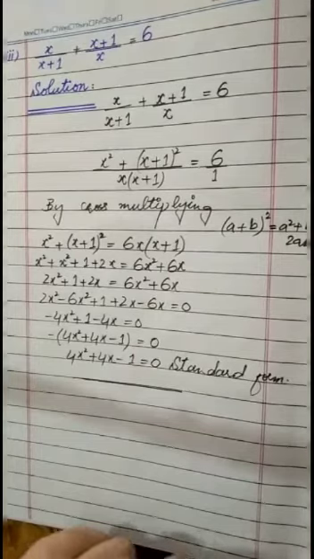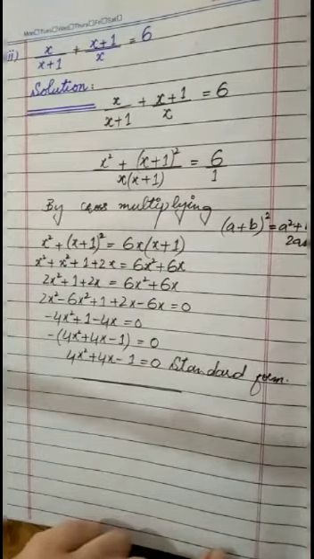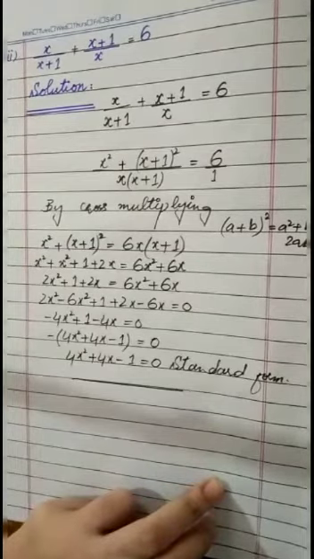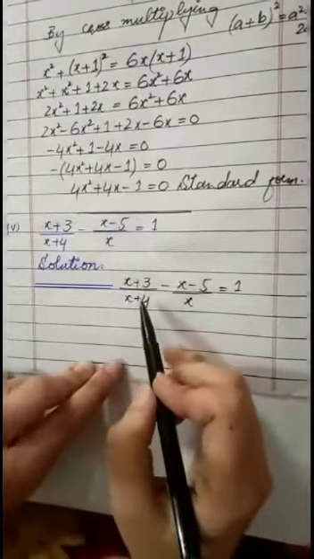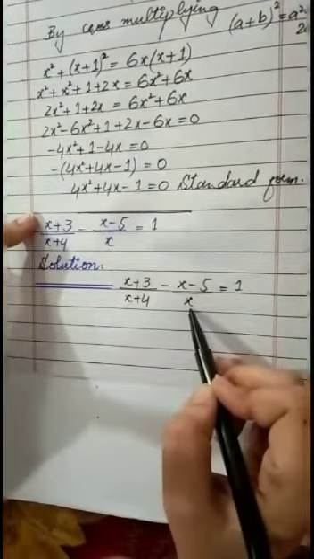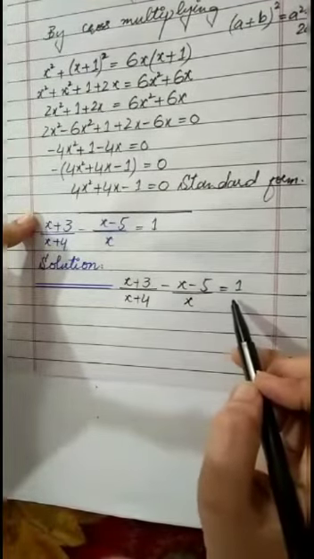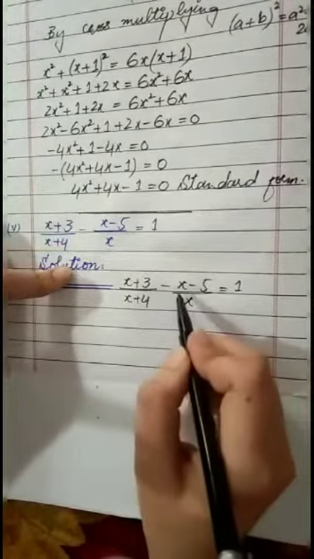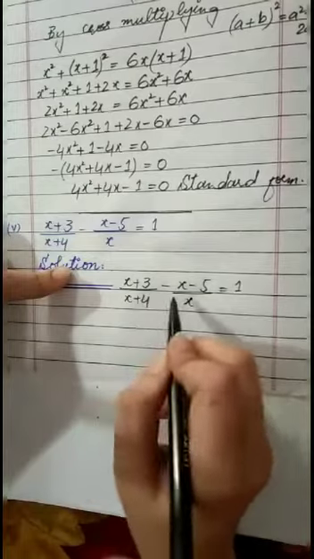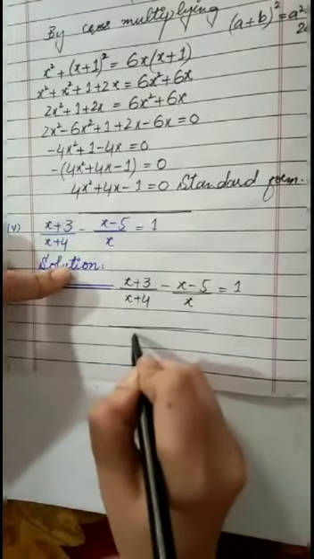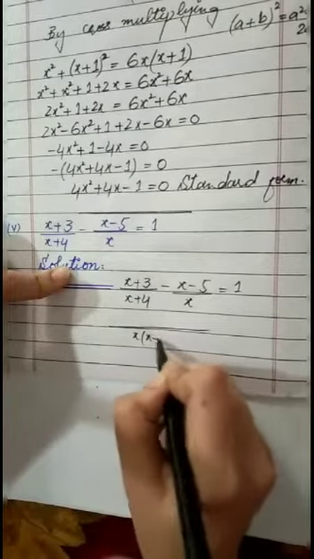Okay students, cleared part 3 as well. Now part 4 is as it is; you will do it. I am going to do part 5. Okay students, it is part 5 of question number 1. x plus 3 by x plus 4 minus x minus 5 by x is equal to 1. As in question number 3 which we have done, we have to subtract these both fractions. What to do, we have to take its LCM. LCM will be x into x plus 4.